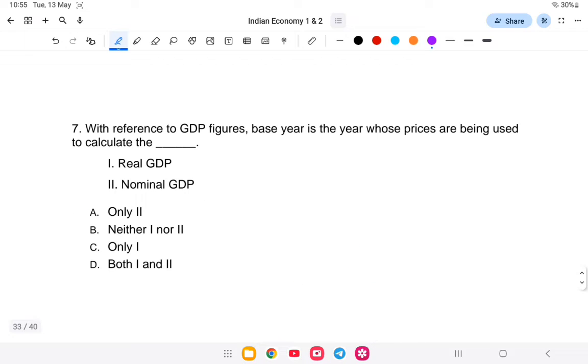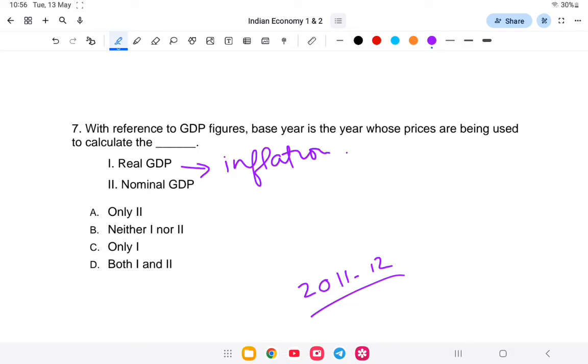With reference to the GDP factor, the base year is the year whose prices are used to calculate what? In the last question we already studied that the base year is 2011-12. Is it real or nominal GDP? Real GDP is the value of all the goods and services measured with inflation, adjusting for inflation correctly.